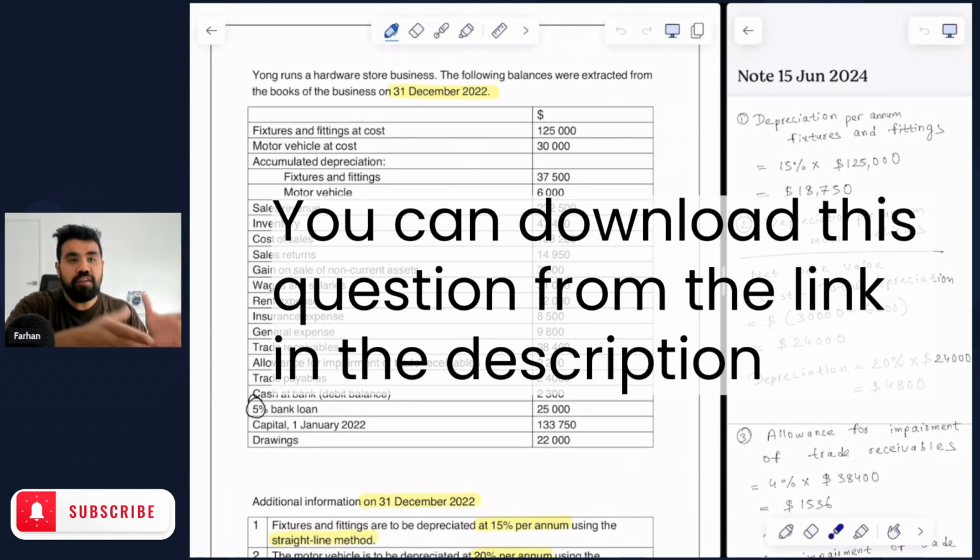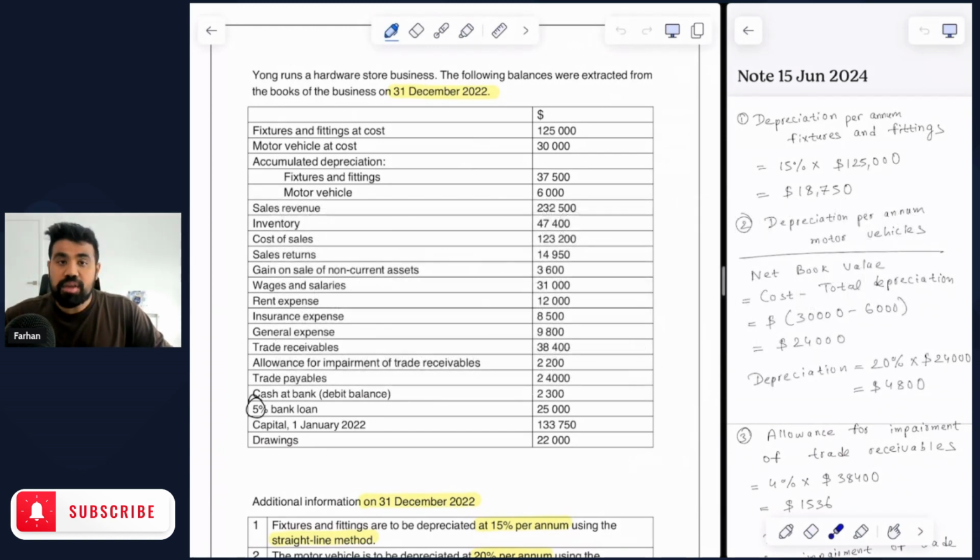The question that I have here is from a past exam paper. So you can get to see the question on the left-hand side, and on the right-hand side, you will get to see all the workings that I will explain today. With that being said, let's get started.